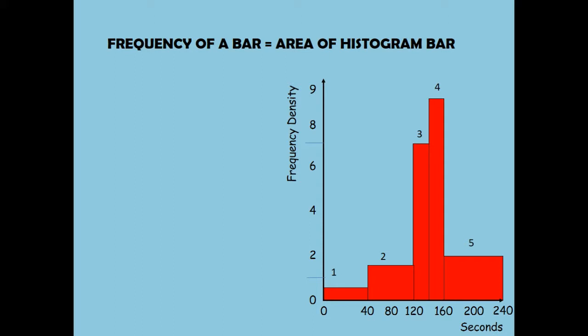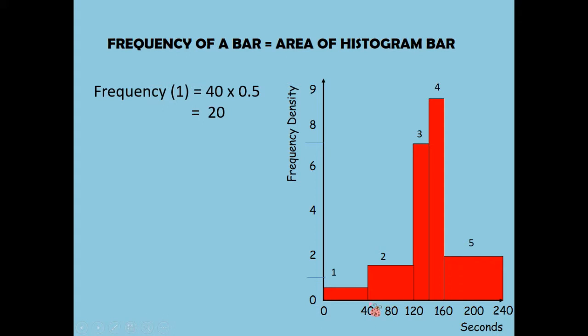If we then consider this histogram to represent the number of seconds different ladybirds fly in the air for at any given one time, we can work out the number of ladybirds that fly for between 0 and 40 seconds, for example, by finding the area of the first bar. We do this by multiplying the interval range, which is the largest value take the smallest value, by the frequency density, which is halfway in between 0 and 1, so it must be 0.5. This will then give us an answer of 20.